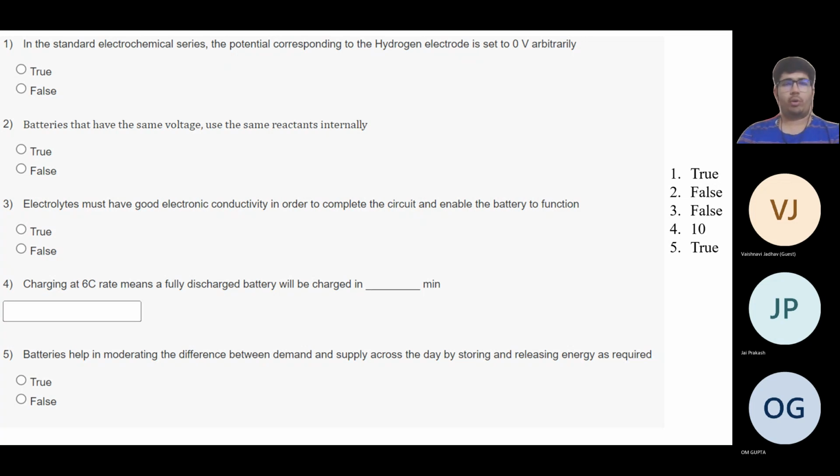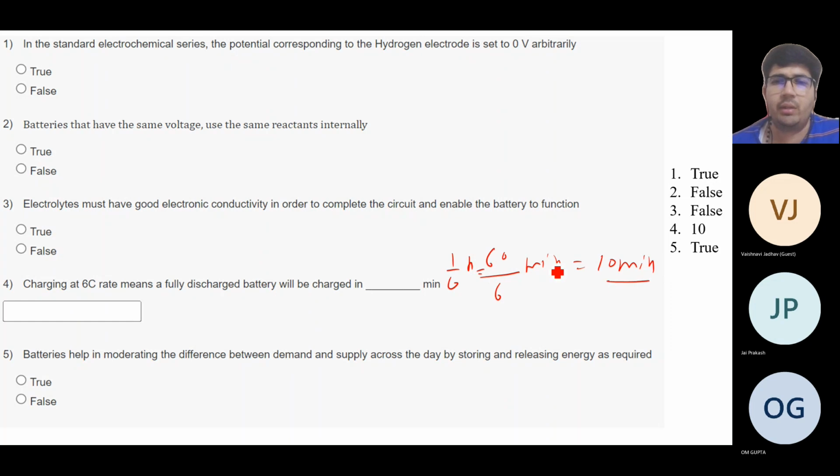Charging at 6 C rate means the reciprocal, 1 by 6 hour, or multiply with 60, so 60 upon 6 minutes, or 1 by 6 hour, which means 10 minutes, because T equals 1 by C. Batteries help in moderating the difference between demand and supply across the day by storing the energy and releasing it as required. Yeah, true.